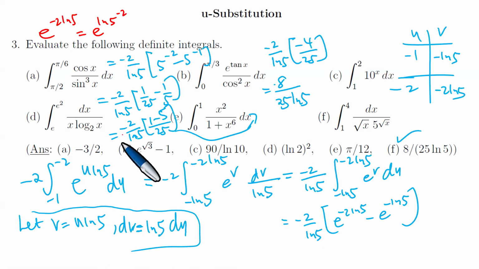Which is exactly what we wrote, because e to the minus 2 ln 5 is 5 to the minus 2, which is 1 over 5 squared, which is 1 over 25, and that is the answer. And therefore, we have 8 over 25 ln 5.